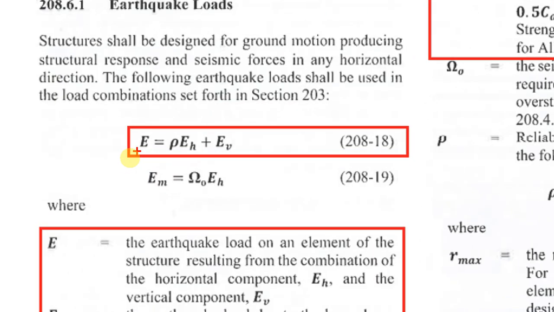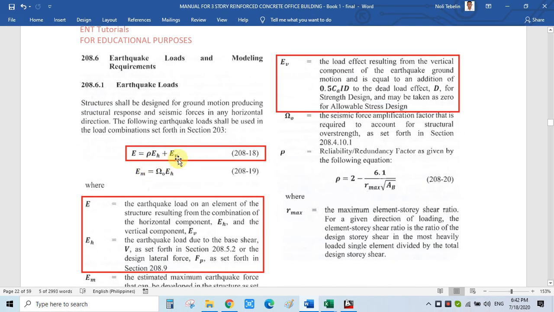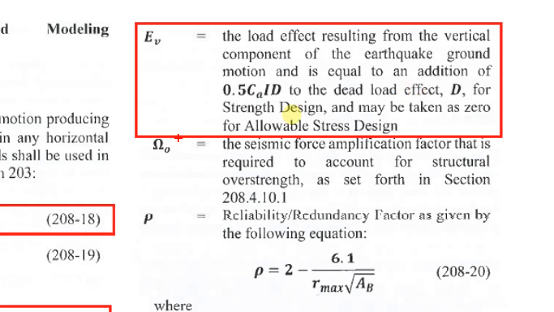So, EV equals the load effect resulting from the vertical component of the earthquake ground motion, and is equal to an addition of 0.5 CaID to the dead load effect. So, for strength design, and may be taken as 0 for ASD. Okay, so hanggang doon lang muna yung explanation natin kasi basic pa lang naman ito. Okay, so horizontal and vertical.